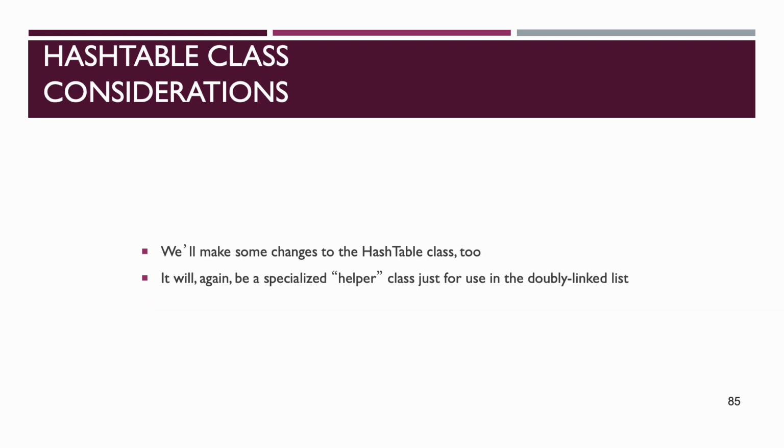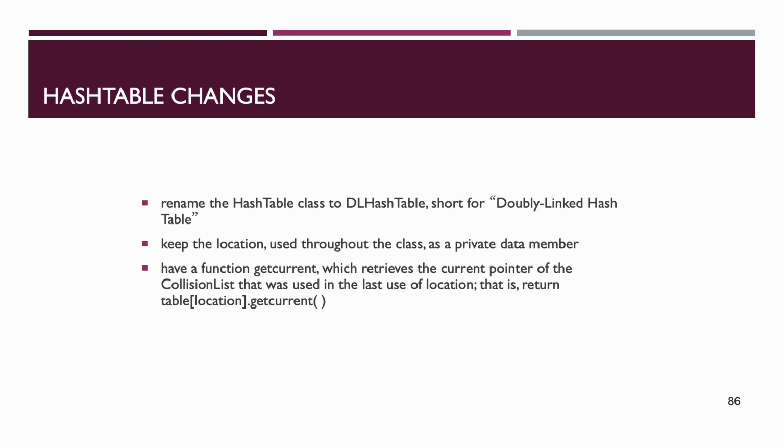Now we'll also make some changes to the hash table class. It will again be a specialized helper class just for use in the doubly linked list. We will rename the hash table class to DL hash table, short for doubly linked list hash table. Then keep the location used throughout the class as a private data member, having a function getCurrent which retrieves the current position of the collision list that was used in the last use of location, that is, return table[location].getCurrent.